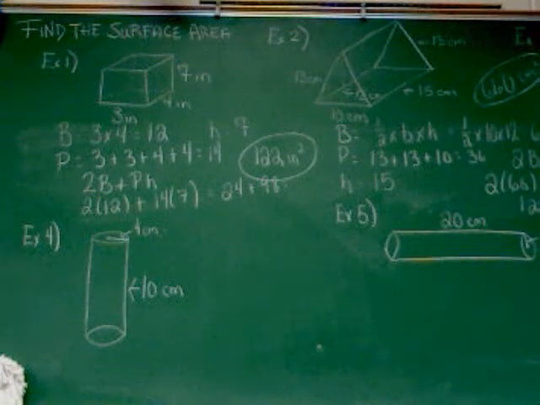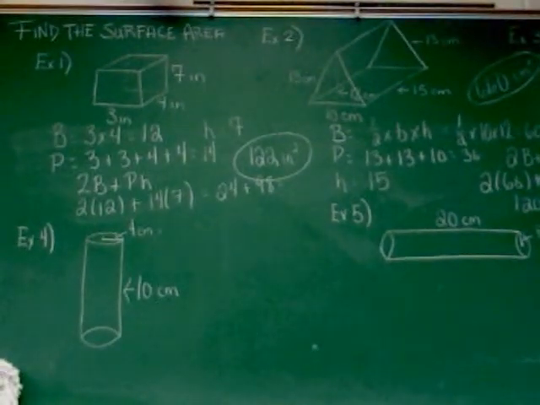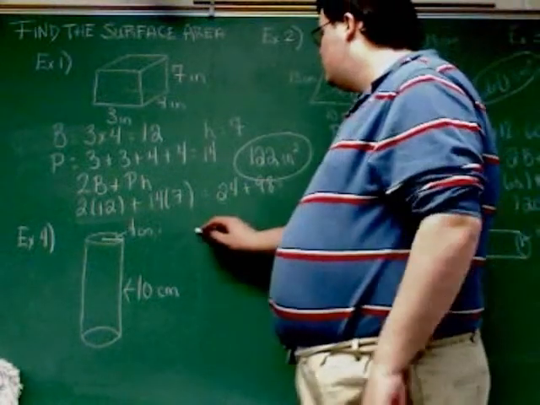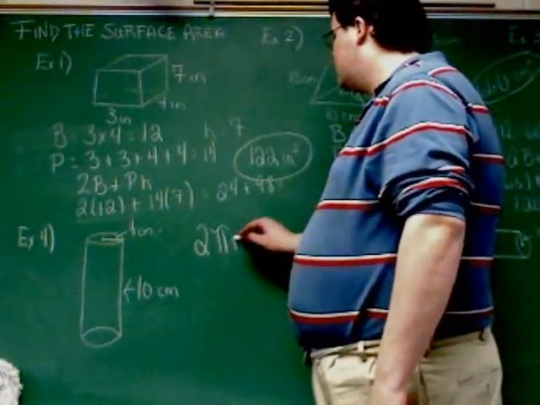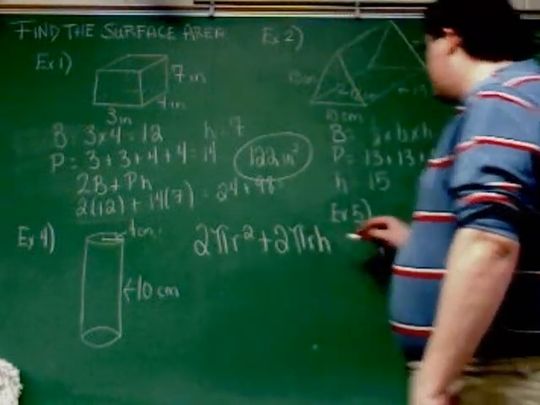and you're done. All right, so the first thing I'm going to do in these examples then is write the formula out every single time. Formula is 2 pi r squared plus 2 pi r h.